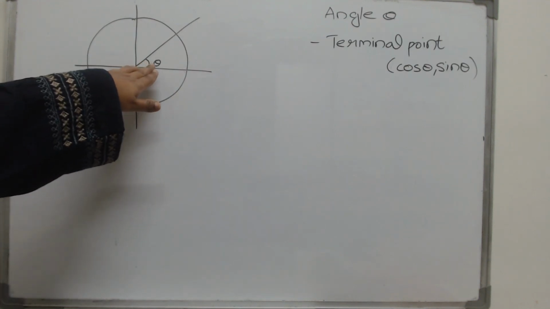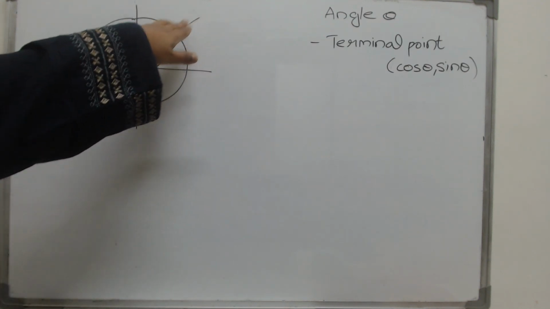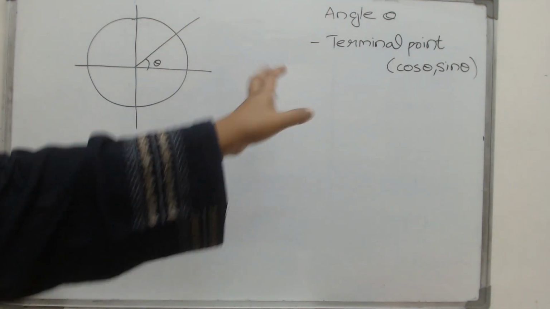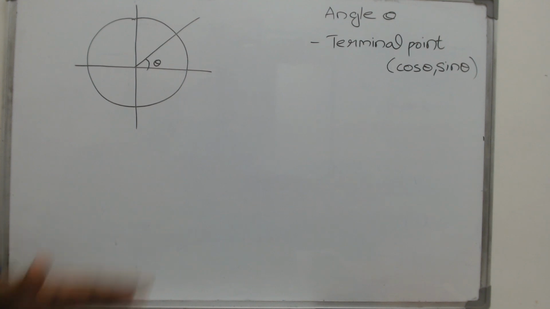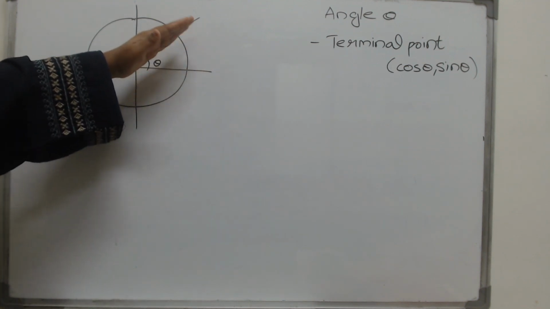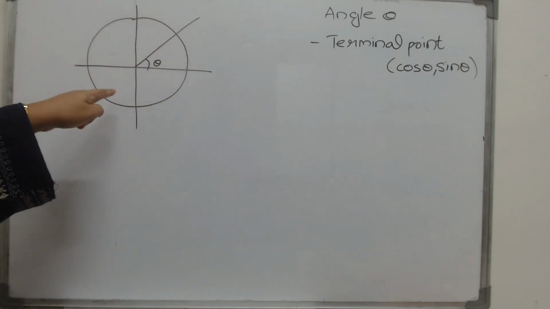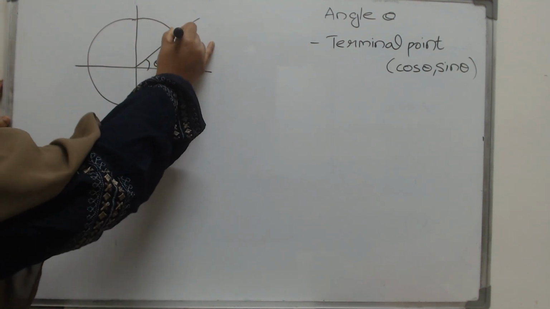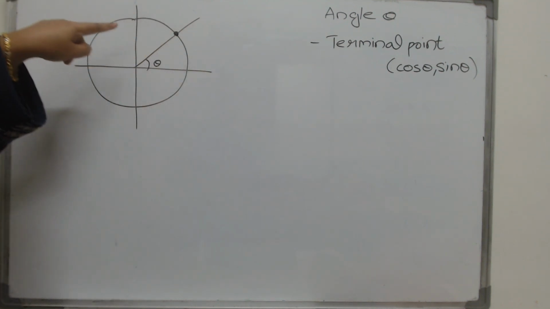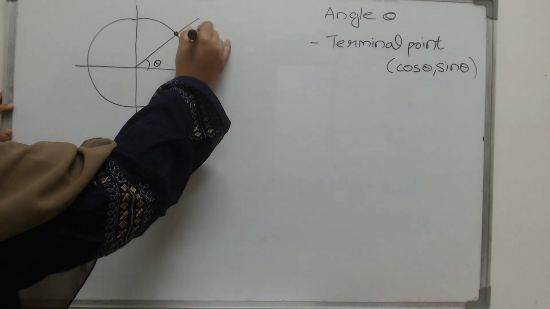Now, for any angle theta, its terminal point is (cos theta, sin theta), such an ordered pair. What is the terminal point? Here, your initial side goes and ends its journey here, which is the terminal point. The point where the terminal side meets the unit circle is known as the terminal point.